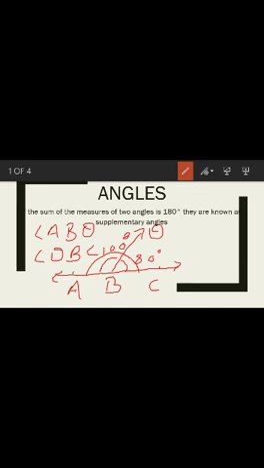Angle ABD and angle DBC are supplementary angles because the addition of their measurements is 180 degrees. Now, what is the definition of supplementary angles? If the sum of the measures of two angles is 180 degrees, then they are known as supplementary angles. So angle ABD and angle DBC are supplementary angles. I hope you understood it.